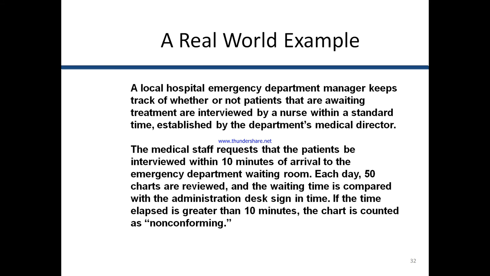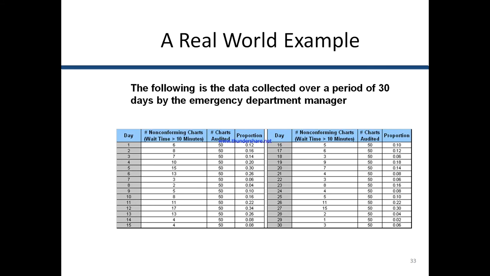What will happen here in a particular hospital when a patient comes to this hospital? After the patient gets registered, he or she has to wait for a particular time before being examined by a nurse. This particular time should be less than 10 minutes. That is the rule which has been given by the hospital. So what they have done is they have collected information from 50 patients. And if this waiting time is greater than 10 minutes, that patient is considered a non-conforming patient or a defective patient, right?